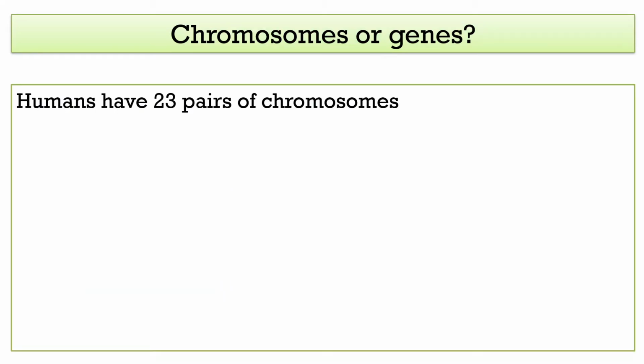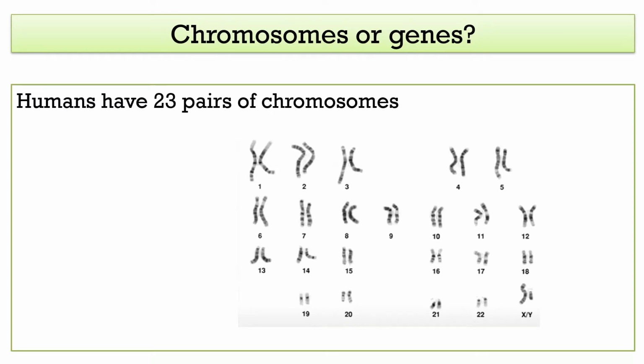Remember, humans have 23 pairs of chromosomes, so 46 altogether. 23 pairs, so you're multiplying that by 2. We're talking about diploid cells here. So we have 23 pairs of chromosomes. Here are some chromosomes. Remember, they don't actually look like this. This is just them neatly lined up for us.